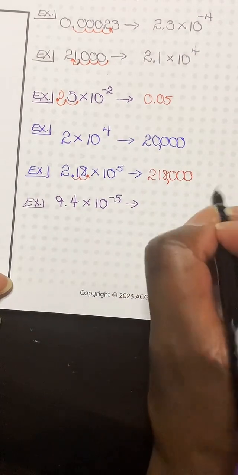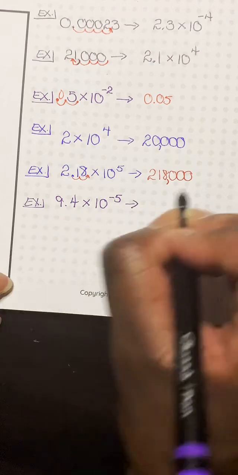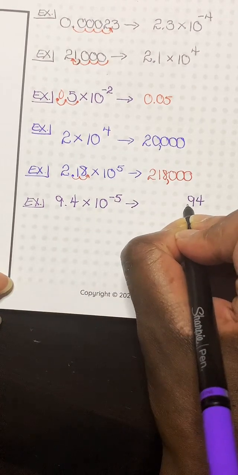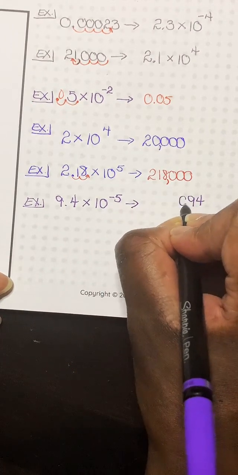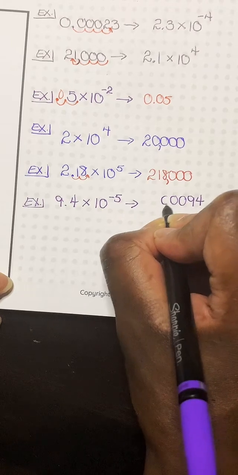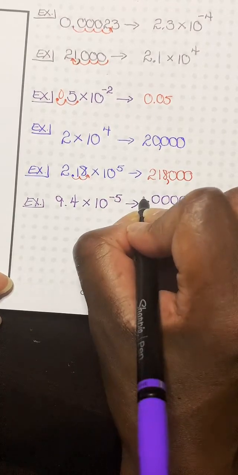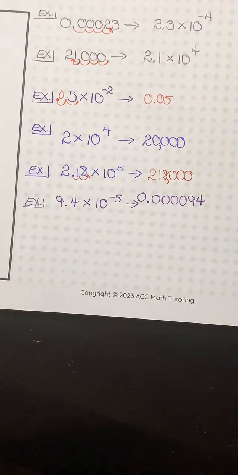So we have one that we did for 94. So we got our 94. So that's 1. So now we need to add 4 more zeros. That's 1, that's 2, that's 3, that's 4. Then my decimal point will be here. And we can add a 0 for measure.